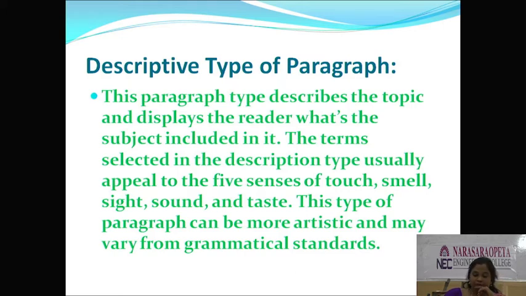Okay? So when you're writing a report or a paragraph on a person's disease, you don't describe this disease. So you should know what to describe and what not to describe. This type of paragraph can be more artistic and may vary from grammatical standards. Usually great poets, when they describe a beautiful bird or a beautiful woman, describe all the appearance and the senses of touch, smell, sight, sound and taste. Okay, they are more artistic in nature. So that is the first one, the descriptive type of paragraph.